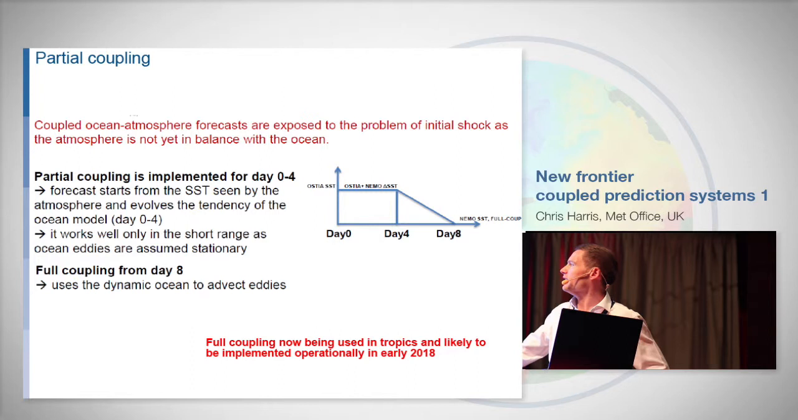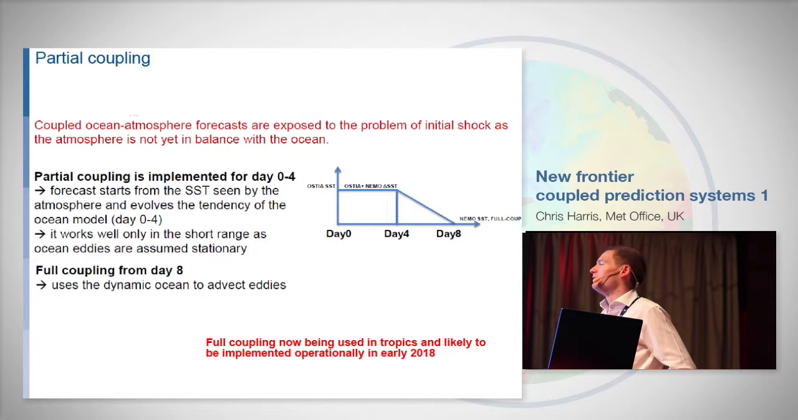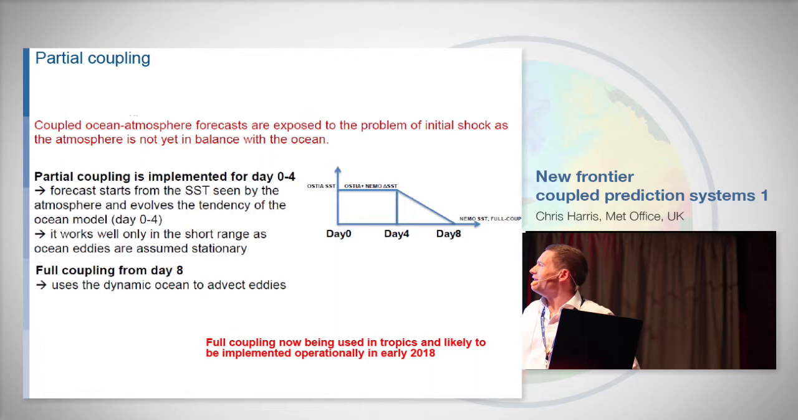And then gradually, that's shifted towards a point in day eight when the atmosphere model is just seeing the ocean SSTs and has none of the original SST left in it. And so the rationale behind that, as I say, is it avoids initialization shock. You can kind of assume that the eddies and fronts are better resolved and better positioned in the analysis at the start than they are in the ocean analysis that you're using to initialize the system.